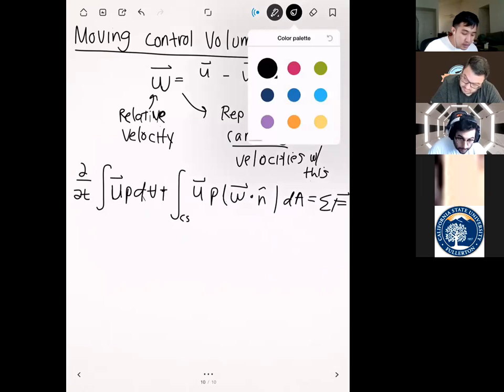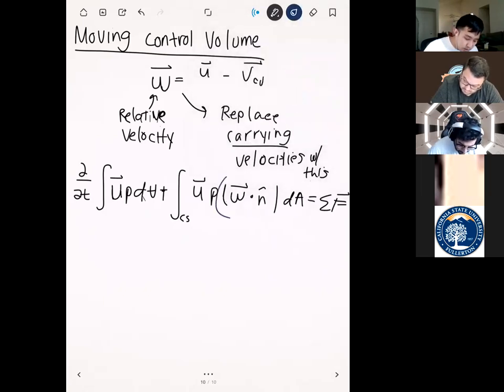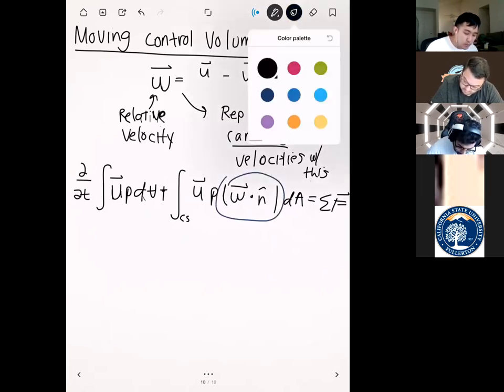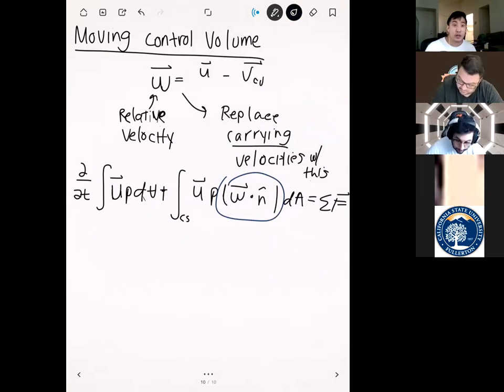And you can see the only adjustment that we made was in this term right here, where we replaced the carrying velocity with the relative velocity. And so that's one form of conservation of momentum with the moving control volume. But sometimes it's actually more convenient to put everything in terms of W.